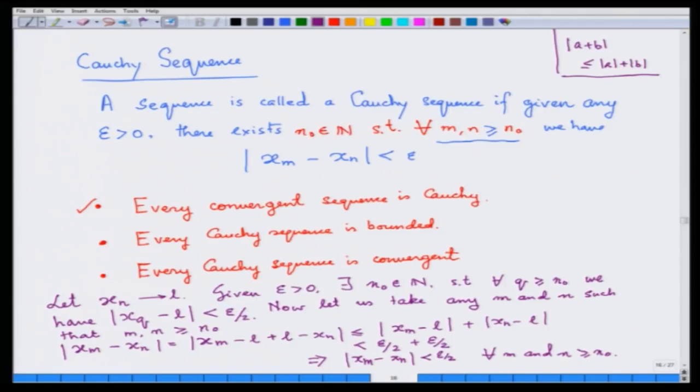Now, I will try to give you a sketch of how you would prove, or at least have an understanding of, this fundamental result: that every Cauchy sequence is convergent. This is very, very important to understand. This tells you a very important criterion: if you want to prove a sequence is convergent, what is your job? Just prove the sequence is Cauchy.